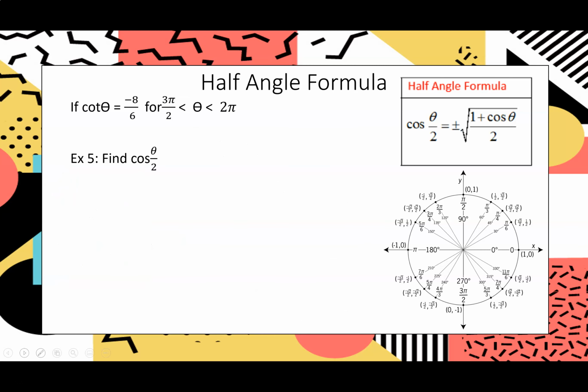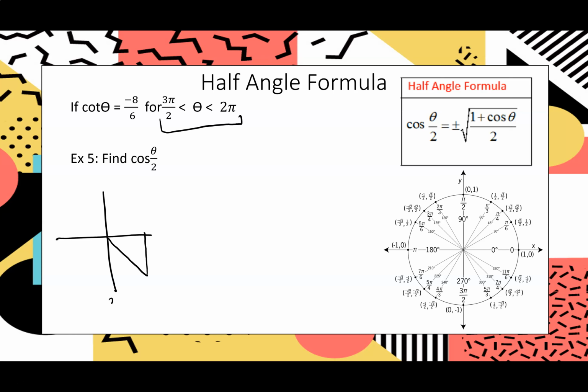All right, I got one more problem for you here. We've got cotangent theta equals negative 8 over 6. It gives us our restrictions on our domain, and we're asked to find cosine theta over 2. So let's go ahead and recognize where this is. This is going to be in your fourth quadrant right here.